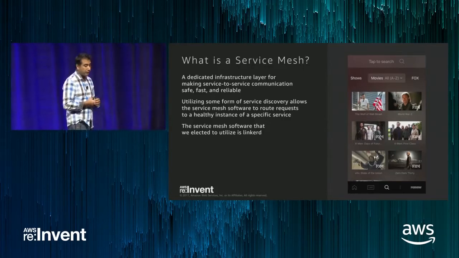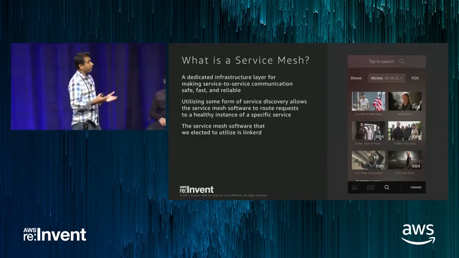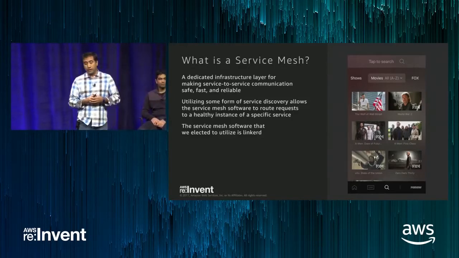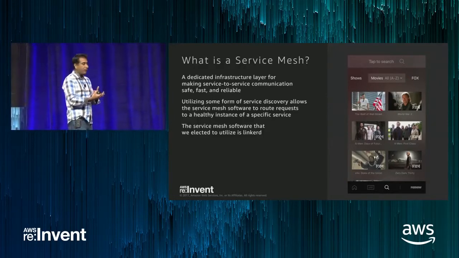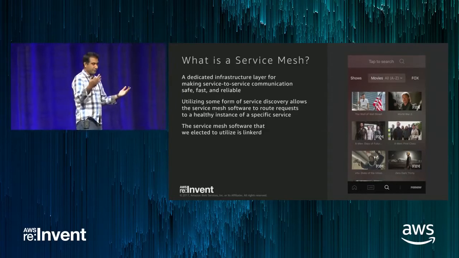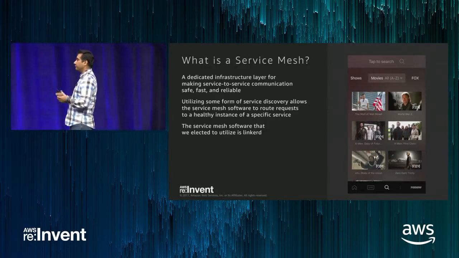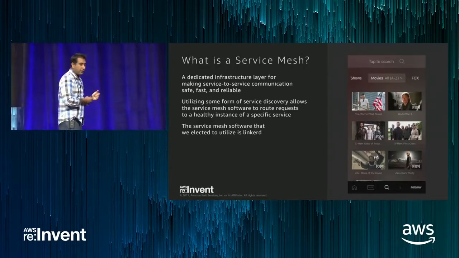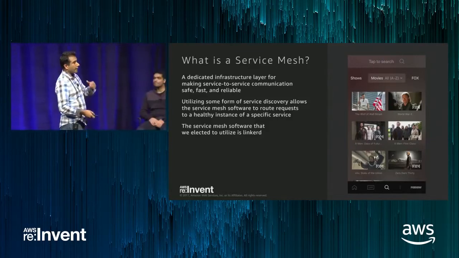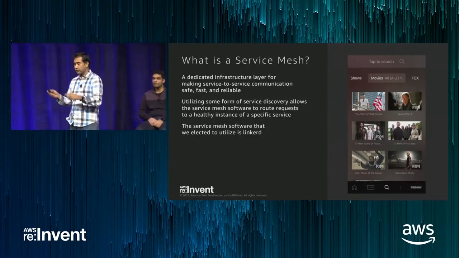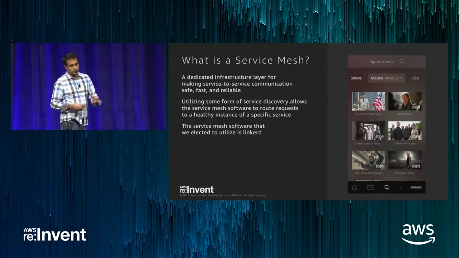And the software that we elected to utilize is Linkerd. There are other bits of software that are out there. Two that come to mind are Istio, how do you pronounce that? Istio, and Envoy. So there's a lot of other things that are out there. We chose Linkerd. It fit a lot with what we're doing. It fit with our microservices infrastructure layer. But by all means, it's just a concept there.